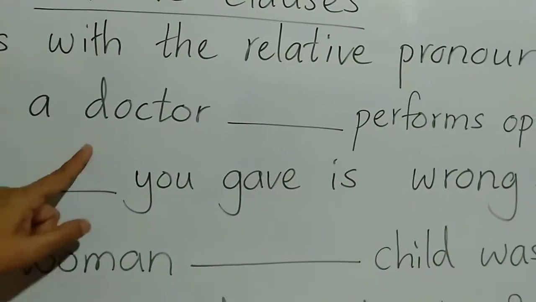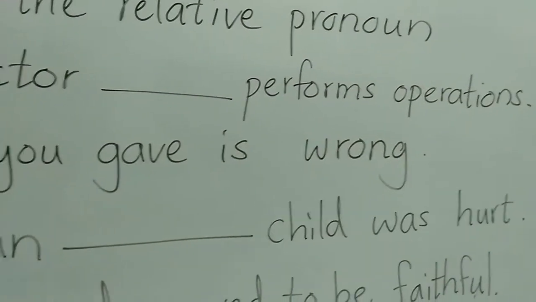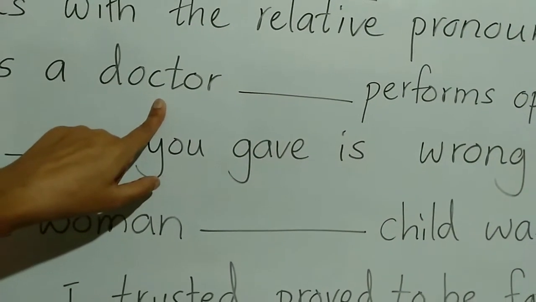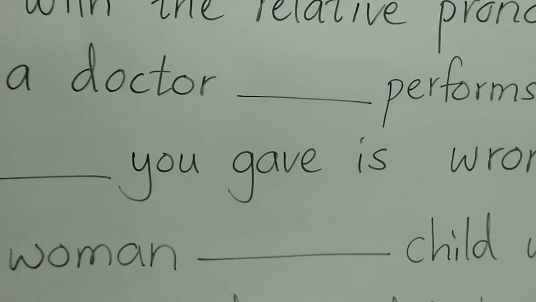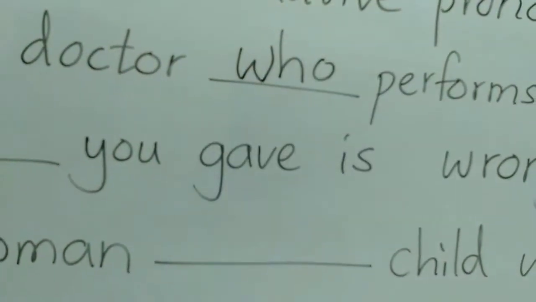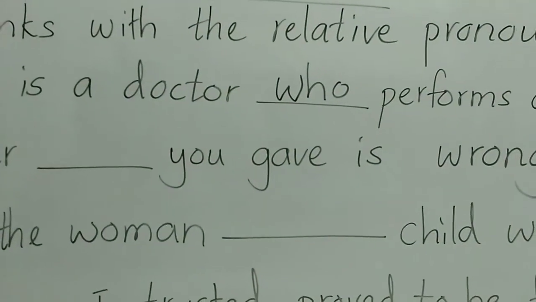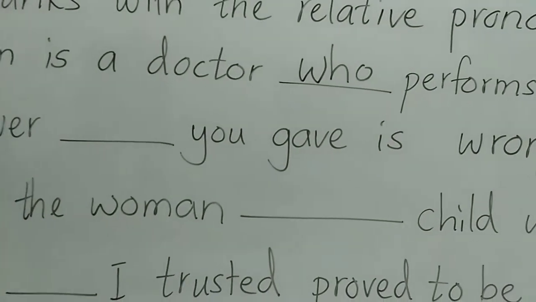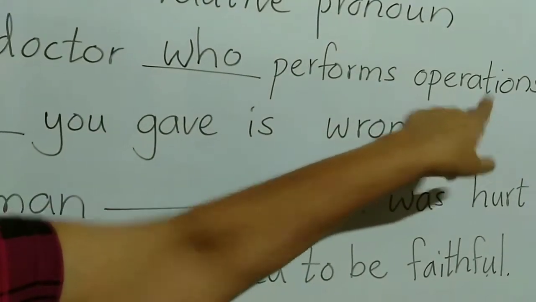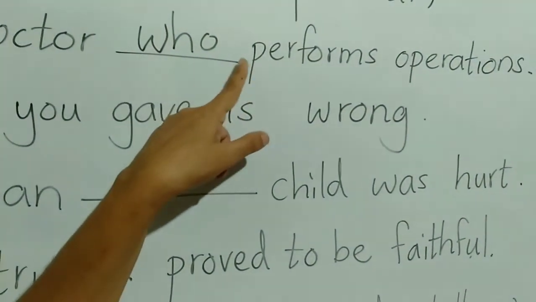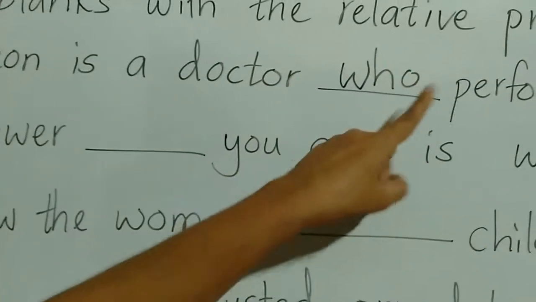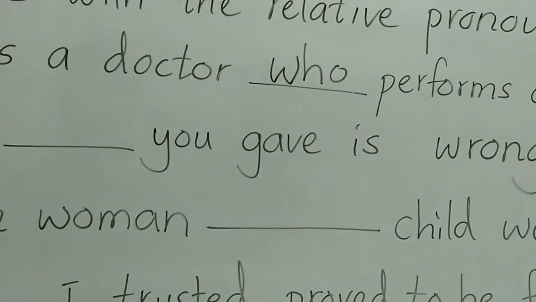A surgeon is a doctor who performs operations. A surgeon is a doctor. Doctor refers to a person. What is the relative pronoun you have to use here? Who. You argue a surgeon is a doctor. He performs operations. As it is a subject pronoun, which takes here 'he', we put who. I think you have understood.